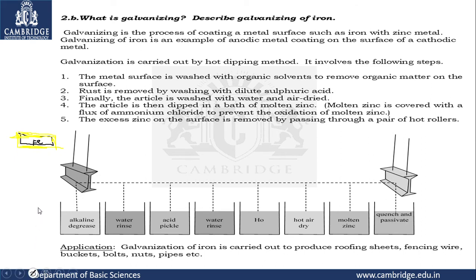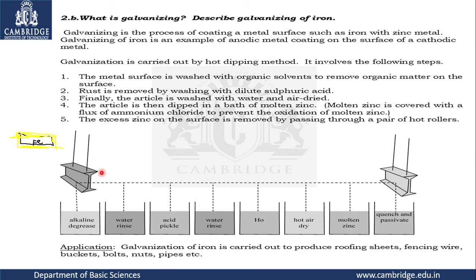You have a metal like iron. Galvanizing is a process of coating a metal surface such as iron with zinc metal. So the galvanizing of iron is an example of anodic coating on the surface of the metal. How do you carry this out? As long as there is a zinc coating on the surface, no harm will happen to the inner metal. Like this, it is possible to protect the metal from corrosion.